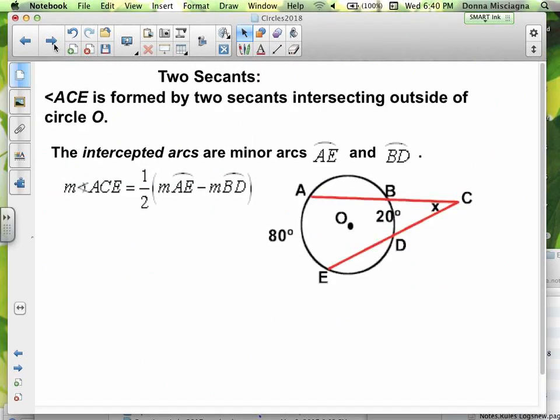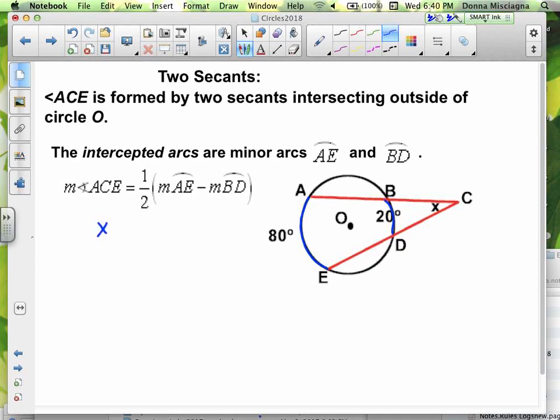All right, so let's take a look at two secants. All right, so angle ACE is formed by two secants outside of circle O. The intercepted arcs are minor arcs here. In this case, we know they're minor because they're 80 and 20, which is less than 180. Arc AE and arc DB. And just like before, it's going to be half the difference of the arcs. But you see, here we had to have a lot more information because the two arcs together didn't equal the whole circle. And actually, this is a pretty easy problem to solve, right?